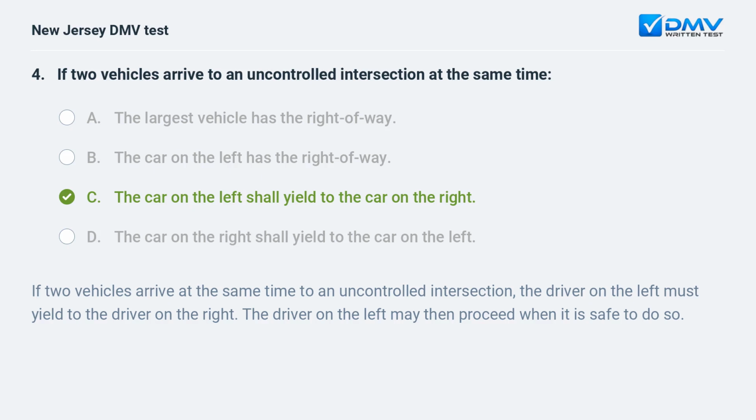If two vehicles arrive at the same time to an uncontrolled intersection, the driver on the left must yield to the driver on the right. The driver on the left may then proceed when it is safe to do so.